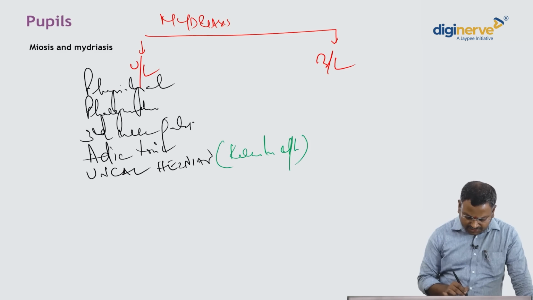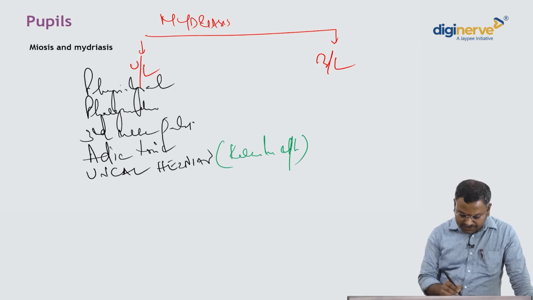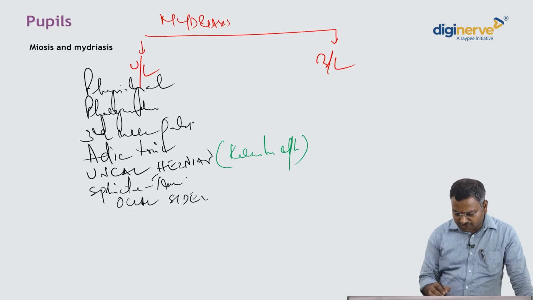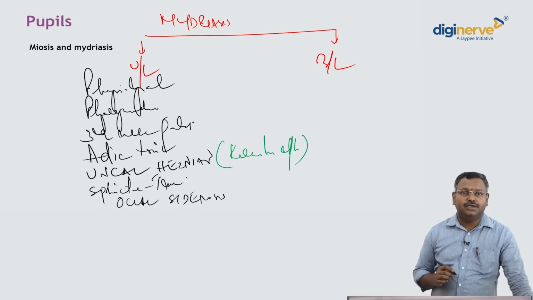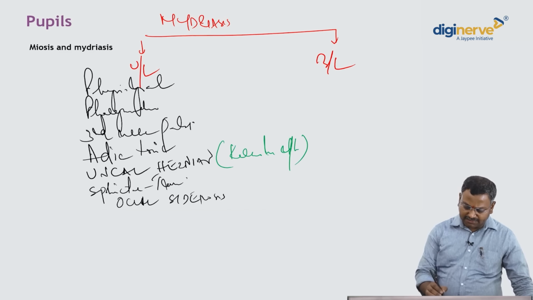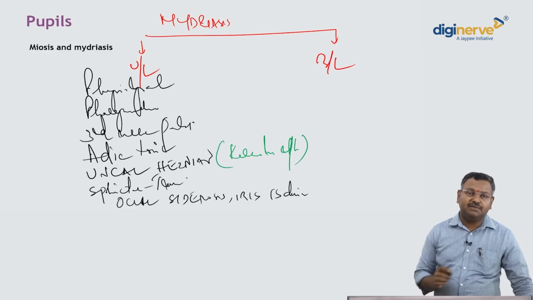Sometimes you could have a unilateral mydriatic pupil due to sphincter paralysis, just the traumatic sphincter, and rarely it could be due to ocular siderosis, deposition of iron or hemosiderin that could be there, and sometimes due to iris ischemia. The iris itself is ischemic, so it does not dilate on one side.